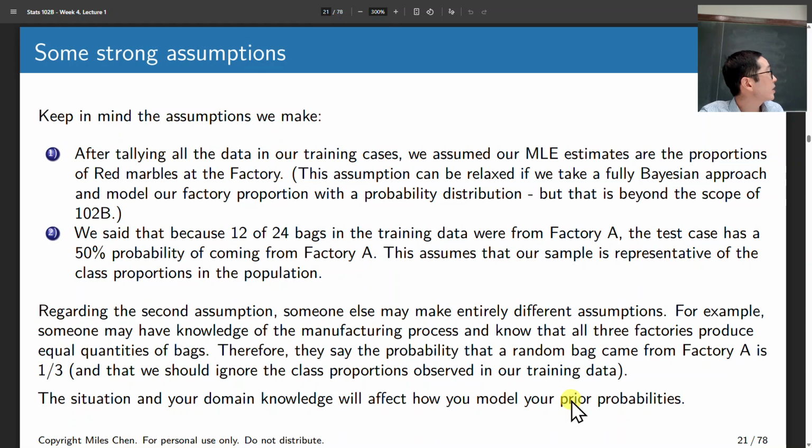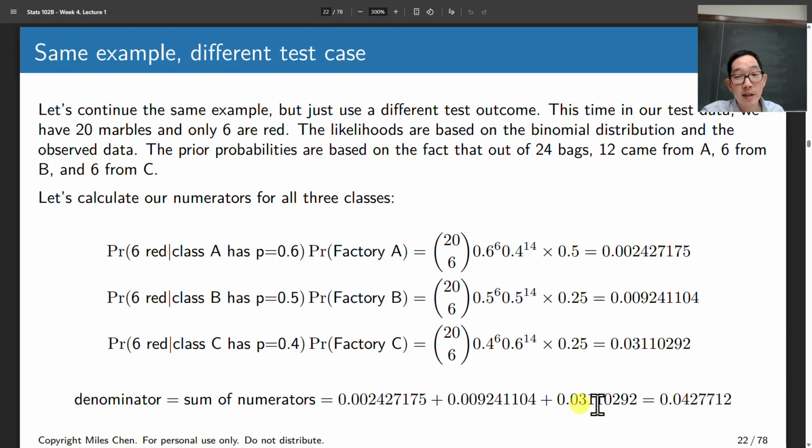And that's just to say we're less likely to get a bag where there's only 6 red marbles than a bag where there were 10 red marbles, okay? So this denominator is, what's the probability of just getting your data regardless of whether it came from factory A, B, or C? We're going to say the factory doesn't matter. Like, what's the probability of just getting this result? And this is just saying you're not as likely going to see a bag with only 6 red marbles, okay?